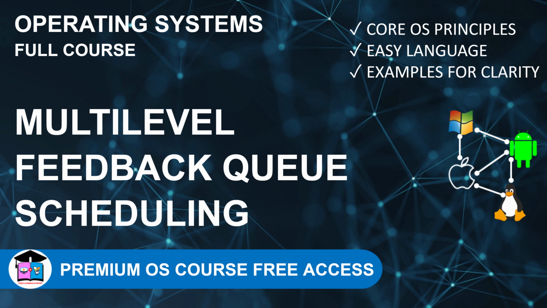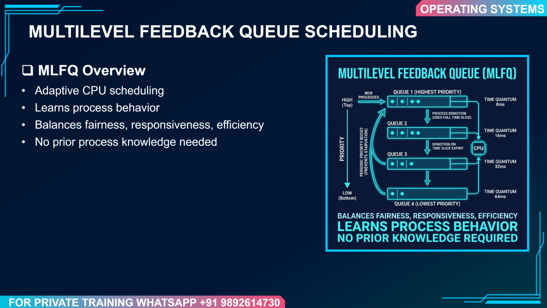Let's simplify multi-level feedback queue scheduling. What if the operating system could learn from the behavior of processes and adjust its scheduling strategy on the fly instead of sticking to one fixed rule? That is exactly where multi-level feedback queue scheduling, or MLFQ, comes into the picture. It is one of the most practical and intelligent CPU scheduling algorithms because it tries to balance fairness, responsiveness, and efficiency all at the same time without requiring prior knowledge about the processes.